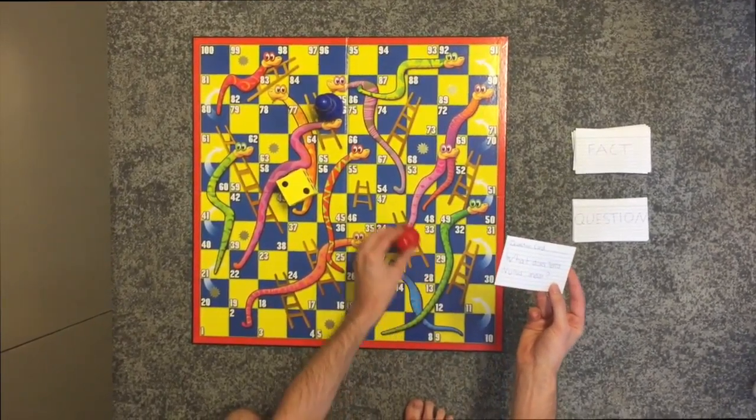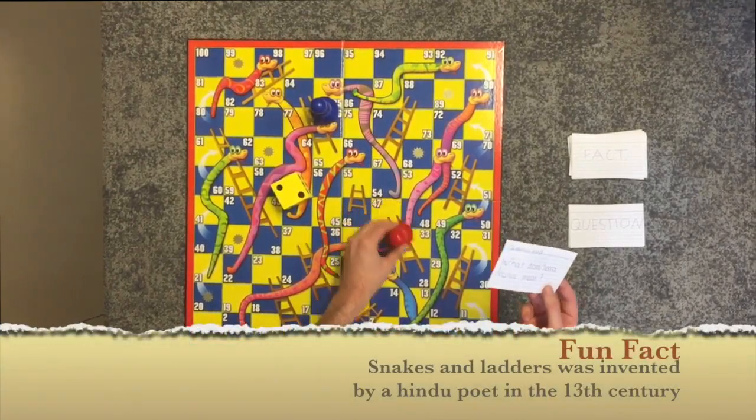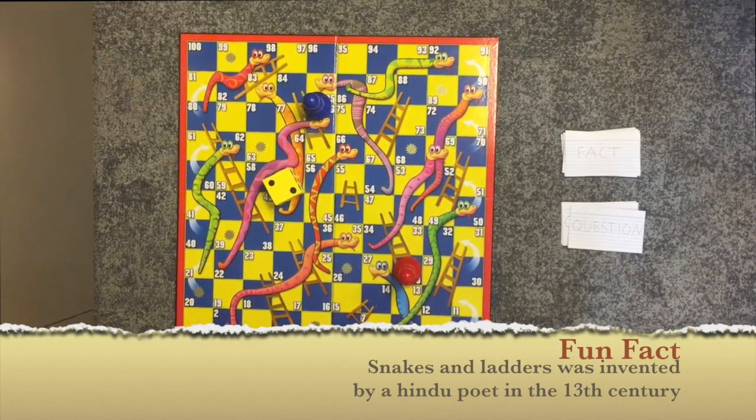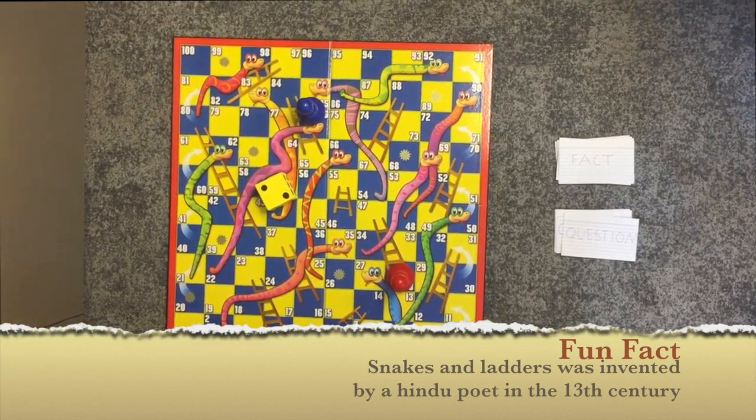If I get it right, I'll move forward up the ladder. If I get it wrong, I will stay put. This is a disadvantage to the blue team, and the ladders are irrelevant to them.